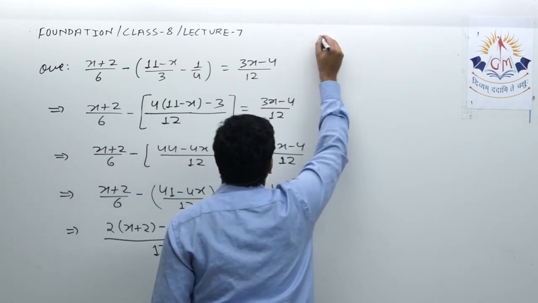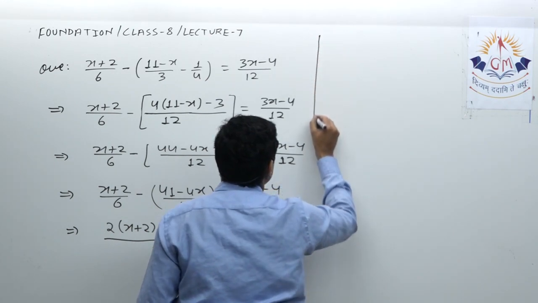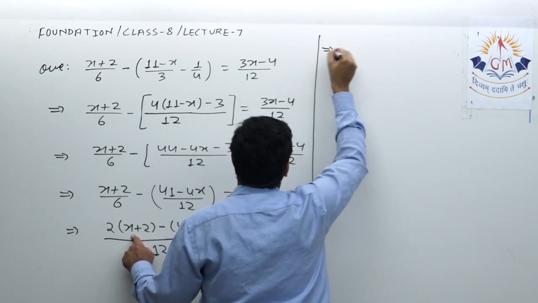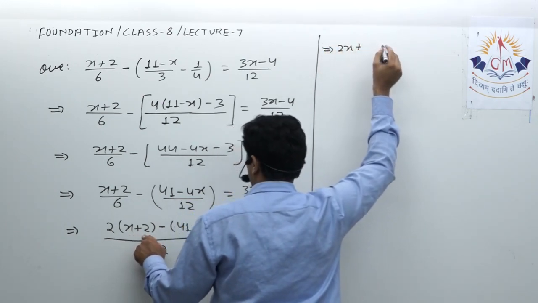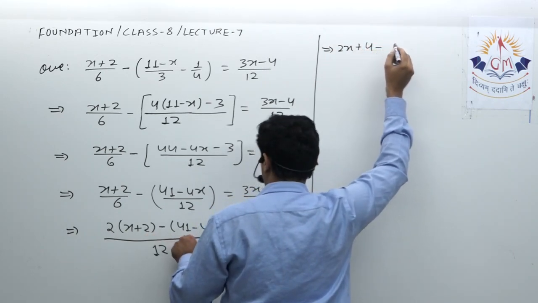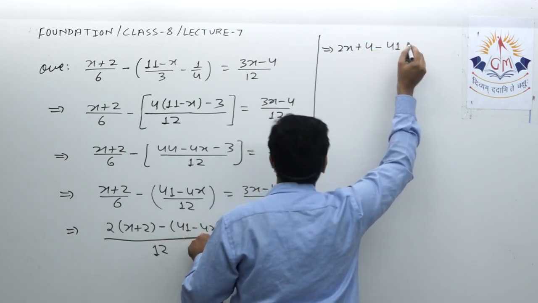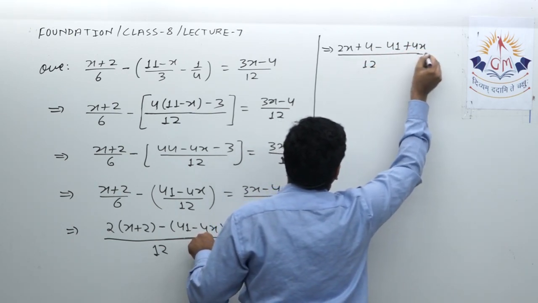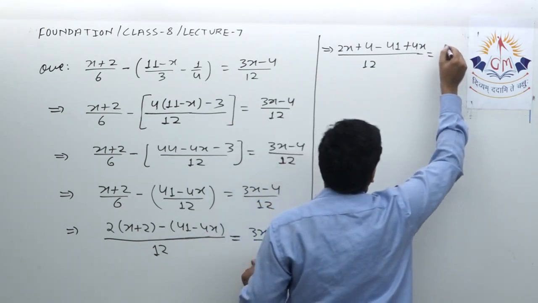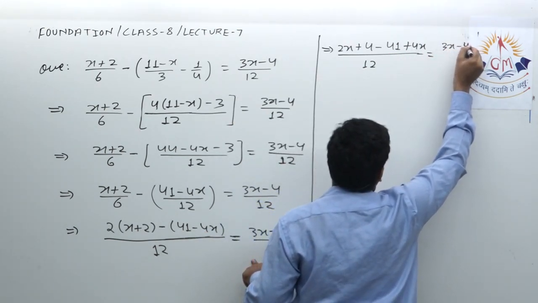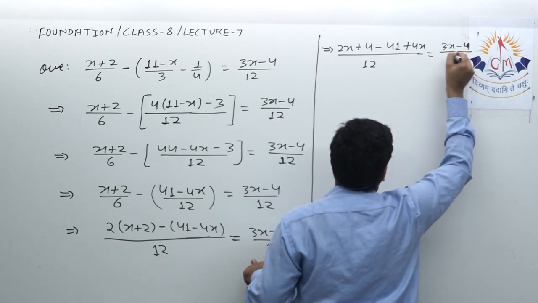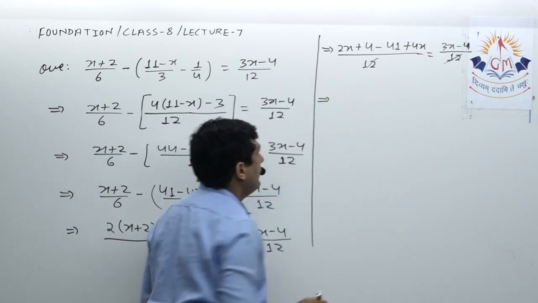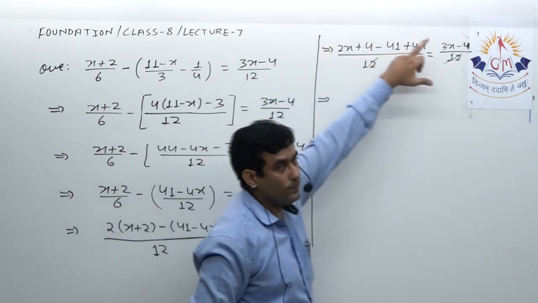So let us see how to solve it further. Here it is 2x plus 4 minus 41 plus 4x divided by 12 is equal to 3x minus 4 upon 12. I can cancel this 12 and 12. Now over here I'll take the like terms, that is 2x and 4x.